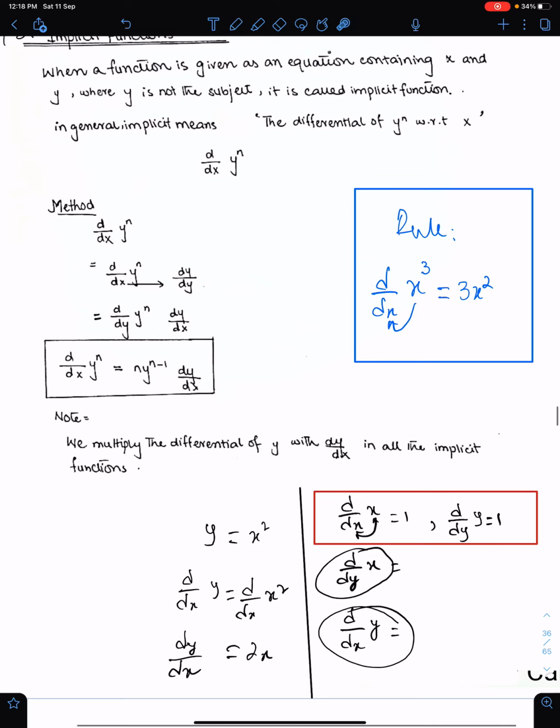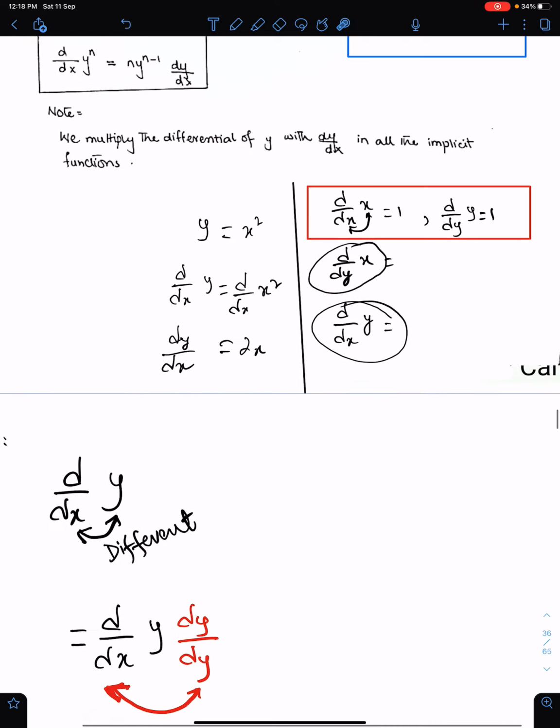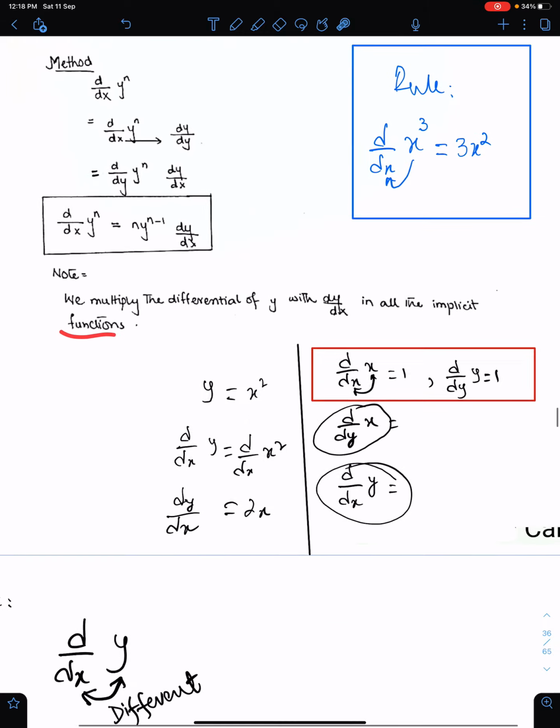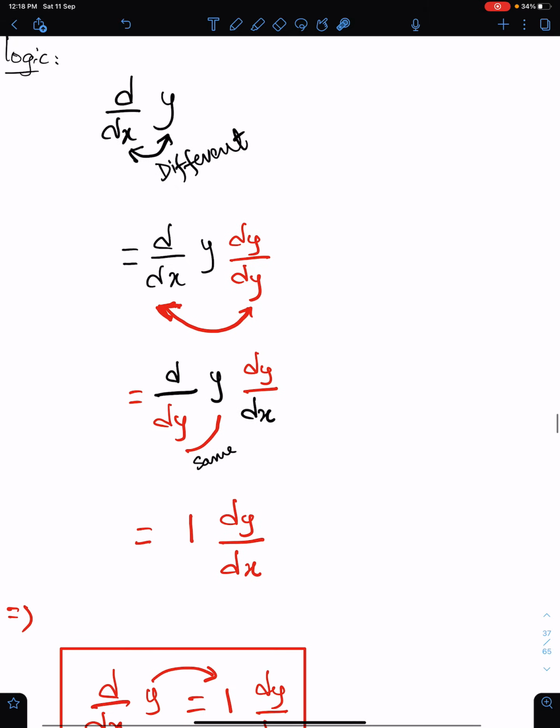See, this is the rule. We multiply the differential of y with dy upon dx like this in all the implicit functions. So this is here.